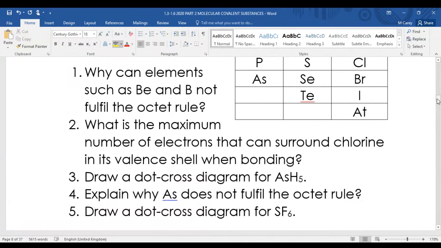Dot and cross diagram for AsH5. I want you to take a moment to do that. I'll give you a minute, and then I will put the answer on the board.